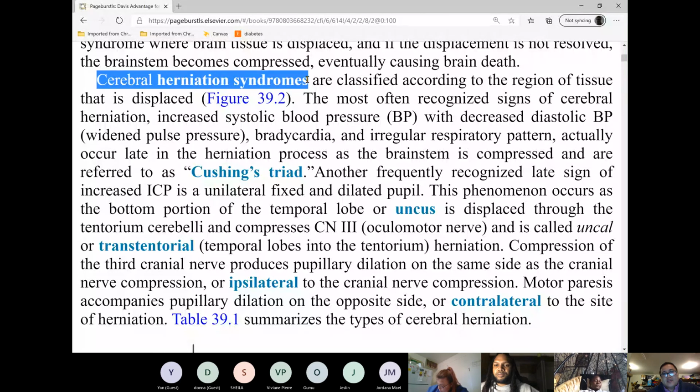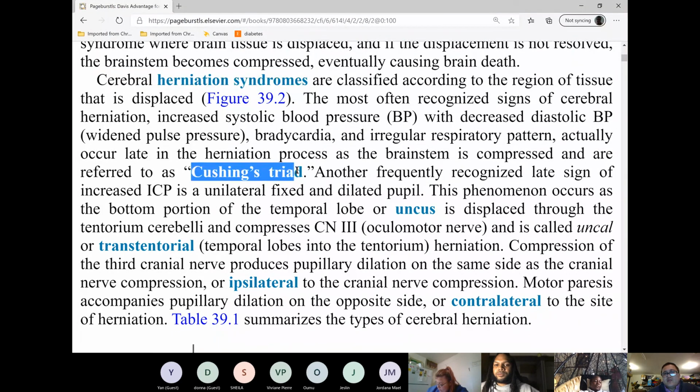So what structure of the brain is going to be herniated first? The one closest to the base. The brainstem, right? We said that the brainstem controls our vital functions, correct? That's why when we have a severe head injury, we see Cushing's triad. What is Cushing's triad? This is a set of three symptoms.